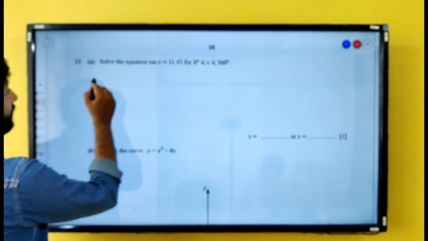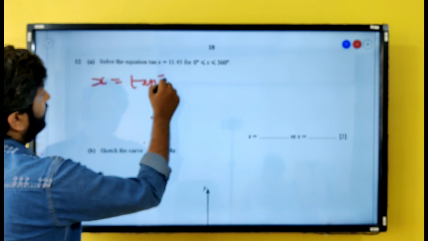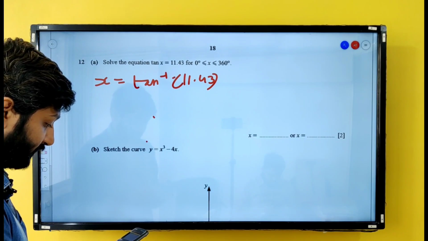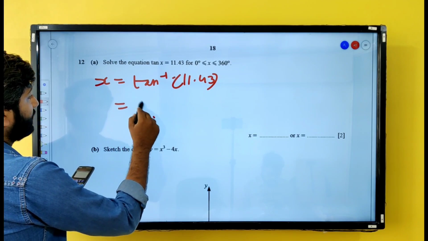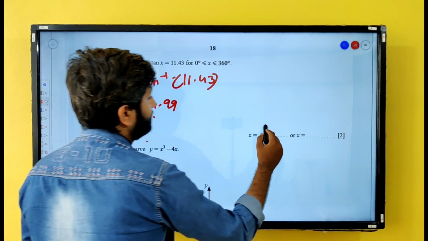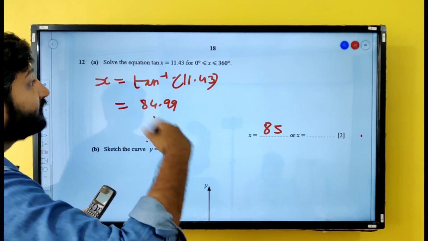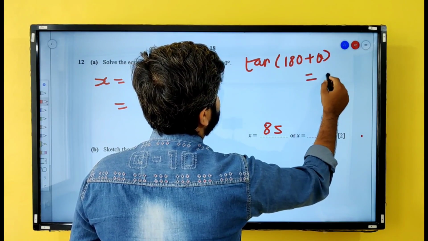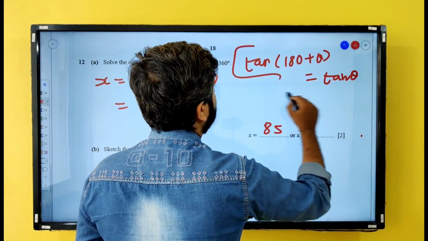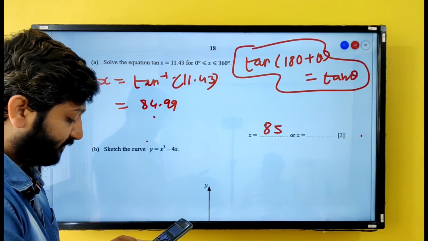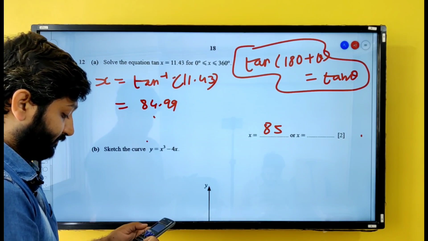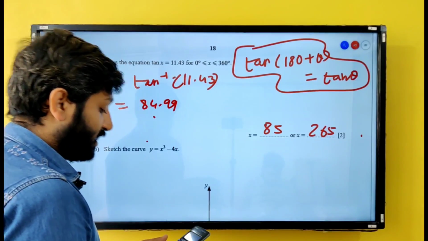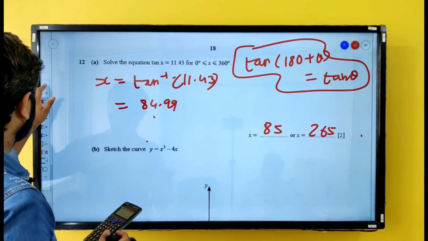Right? Next question. Solve the equation tan x equals 11.43. So now my x is going to be tan inverse of 11.43, which is 84.99, or I'll simply write it as 85, right? And you know that tan of 180 plus theta is equal to tan theta. So 85 plus 180 is 265. So tan 265 is also going to be 11.43. Check your answer in your calculator and you'll get the same answer.